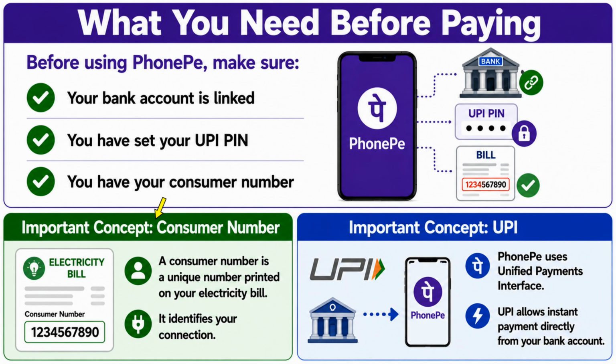What is a consumer number? A consumer number is a unique number printed on your electricity bill. Consumer number identifies your connection.